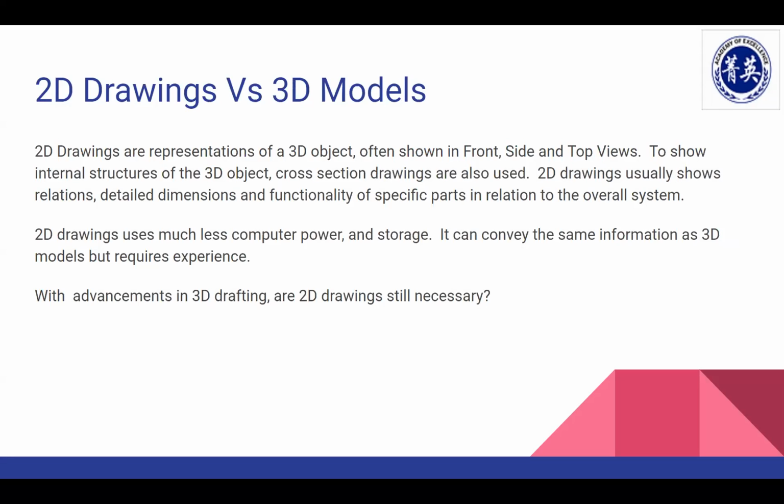Sometimes you need to show the internal structure of a 3D object, then you have to use a cross-sectional drawing. So basically, imagine if you cut a watermelon or a cake in half, and that specific 2D drawing will show what the cut section looks like. Okay. But 2D drawings have some advantages over 3D drawings as well.